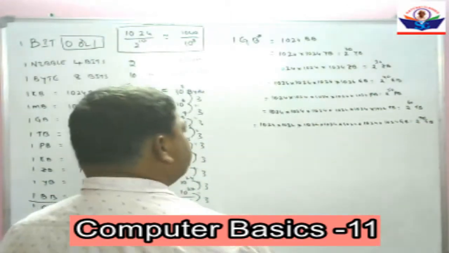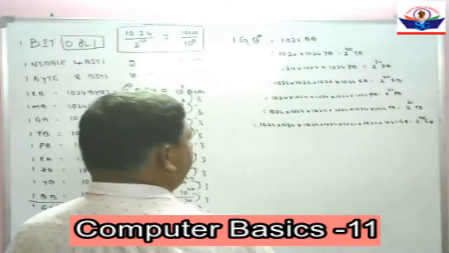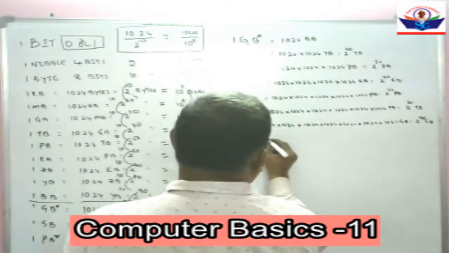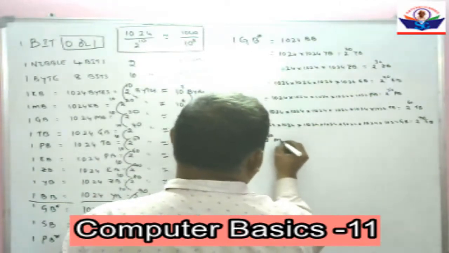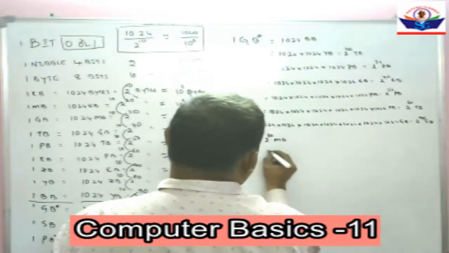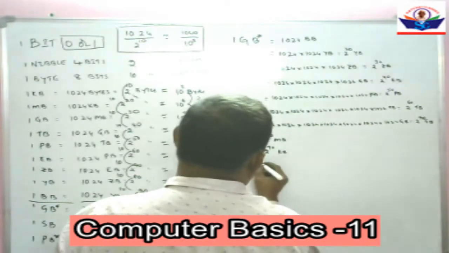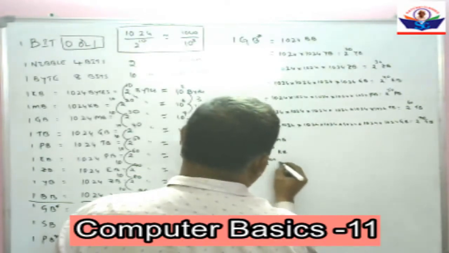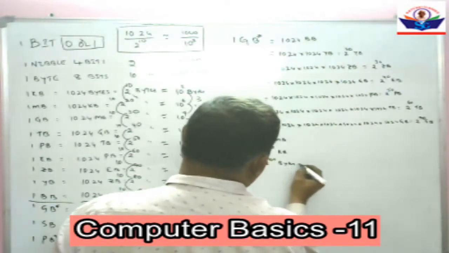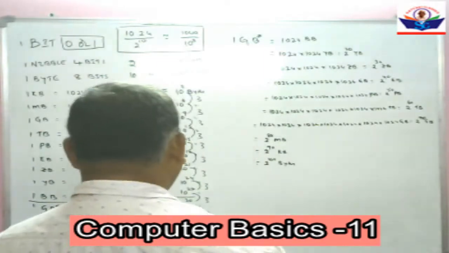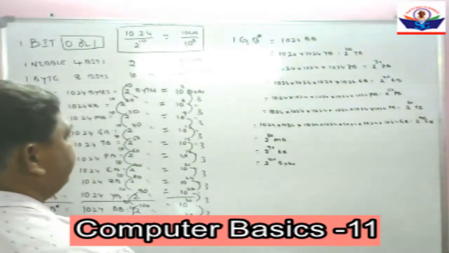To the power of 70 gigabytes. Like this, it is equal to 2 to the power of 80 megabytes. It is equal to 2 to the power of 90 kilobytes. It is equal to 2 to the power of 100 bytes.